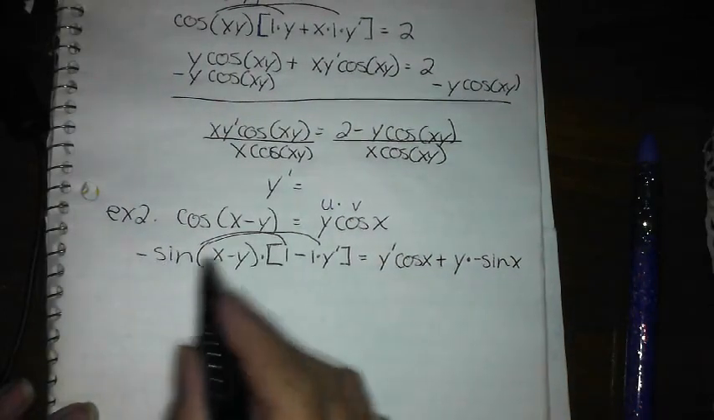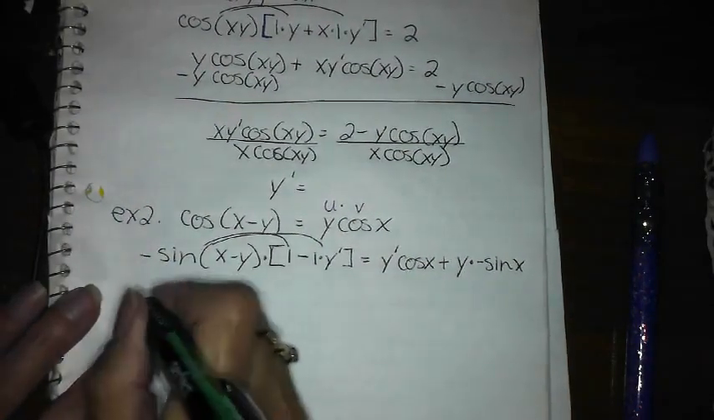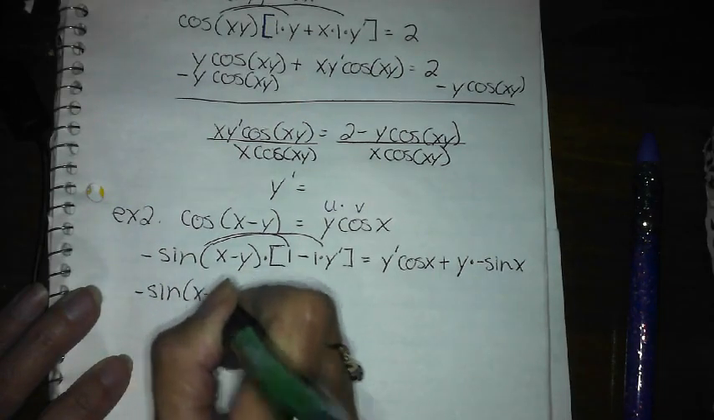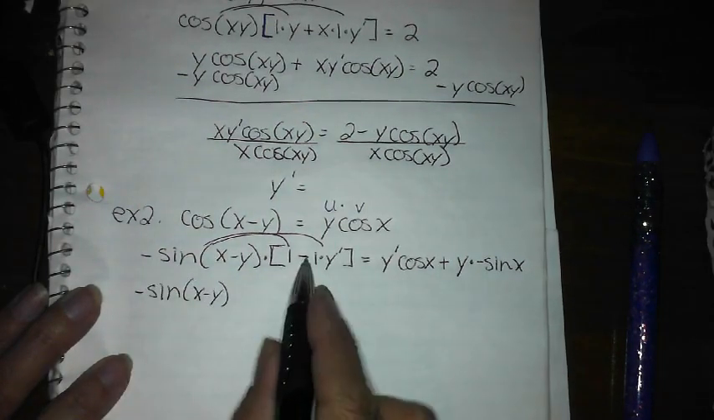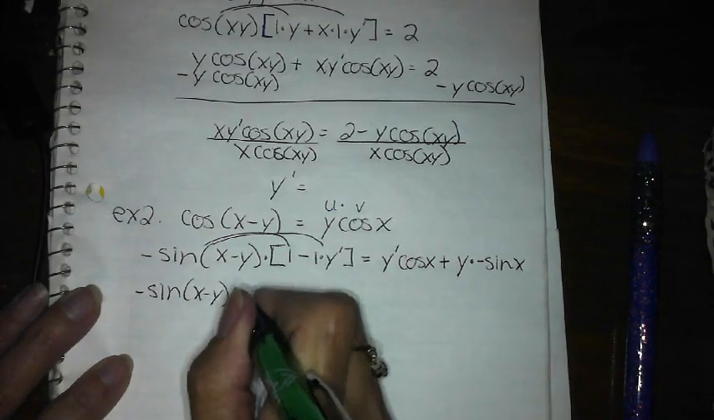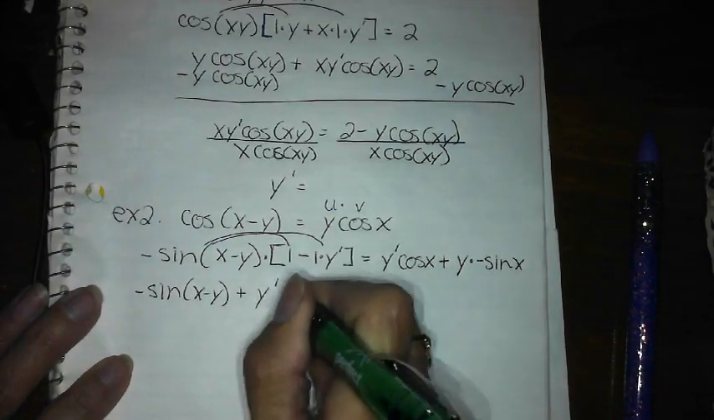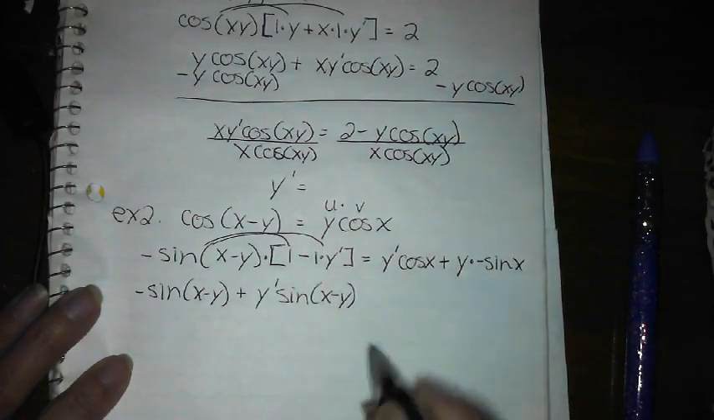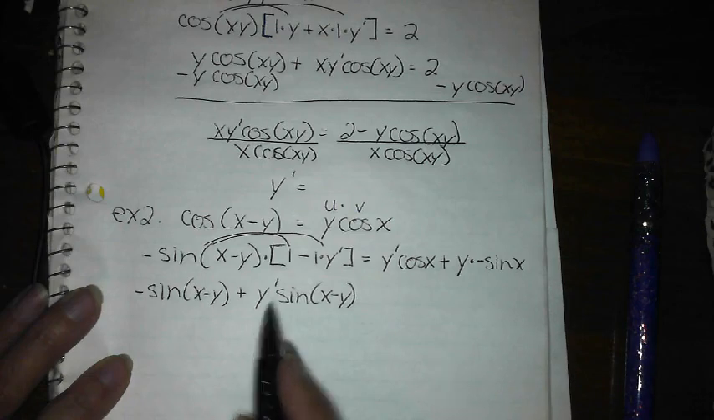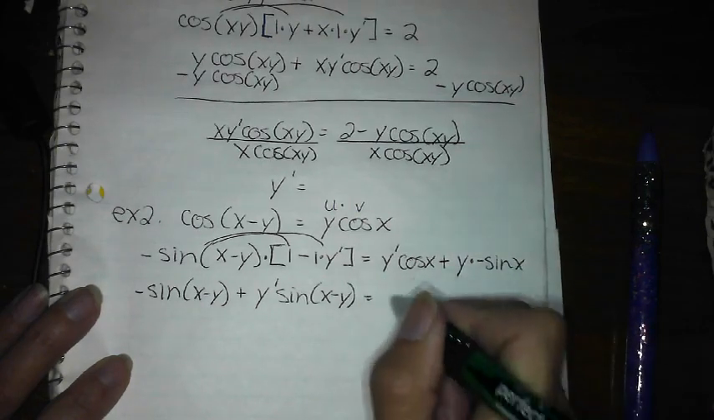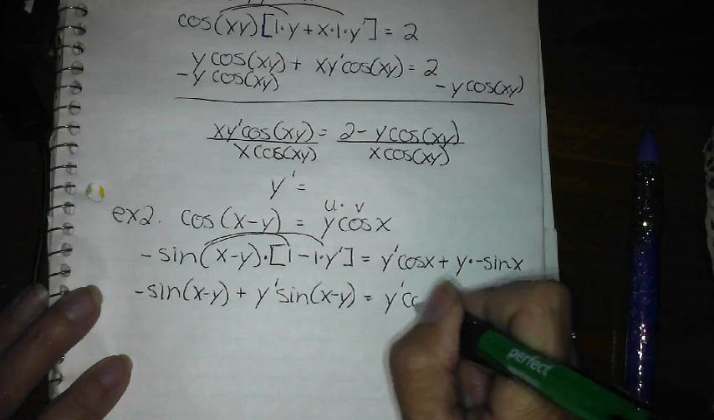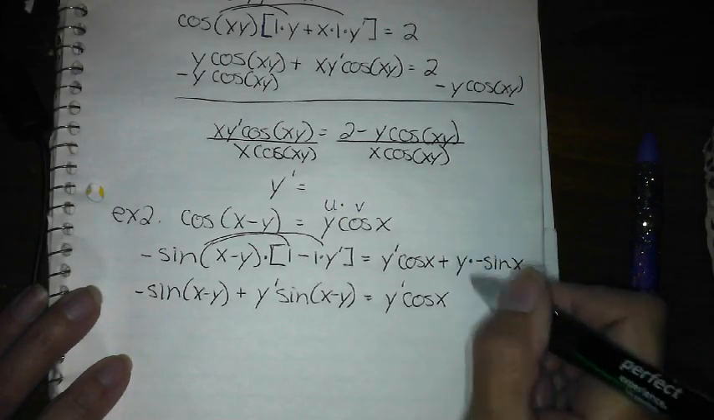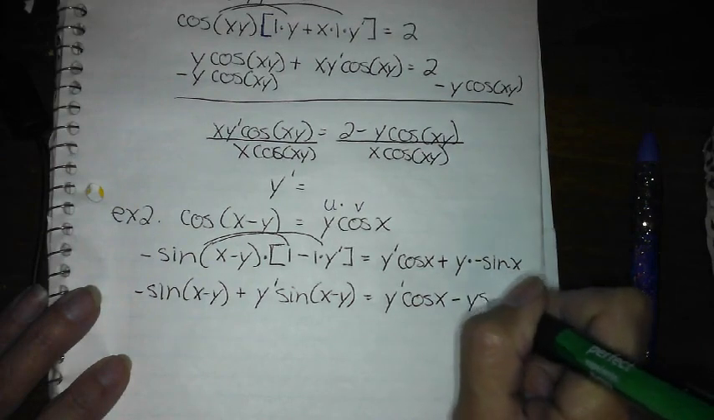So it's negative sine of xy times 1. And then it's going to be a negative sine times this negative y prime. That's going to be plus y prime times the sine of x minus y. Just brought the y prime to the front of it. And not touching anything over here. But I am going to float this negative here to the middle and have subtract y sine of x.